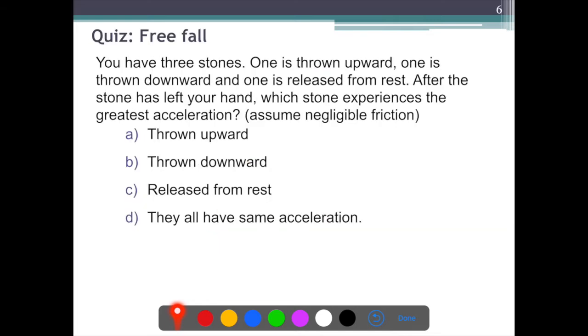All right. So let's test out our conceptual understanding of free fall. So you have three stones. One stone is thrown upwards, one is thrown downwards, and one is released from rest. After the stone has left your hand, which stone experiences the greatest acceleration if we assume that friction is negligible, so that the stone only falls under the influence of gravity?